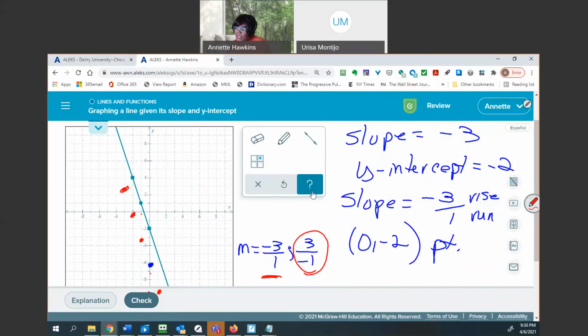So what we need to do then is to write this information down, write our points down, and then use the line tool to plot the points.